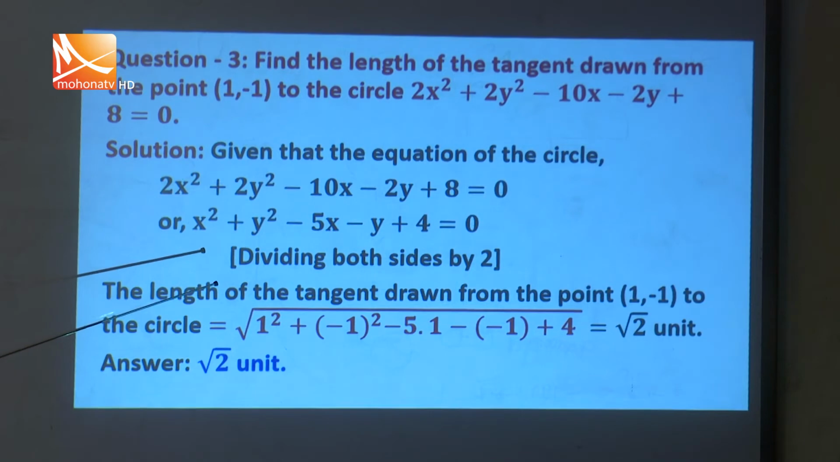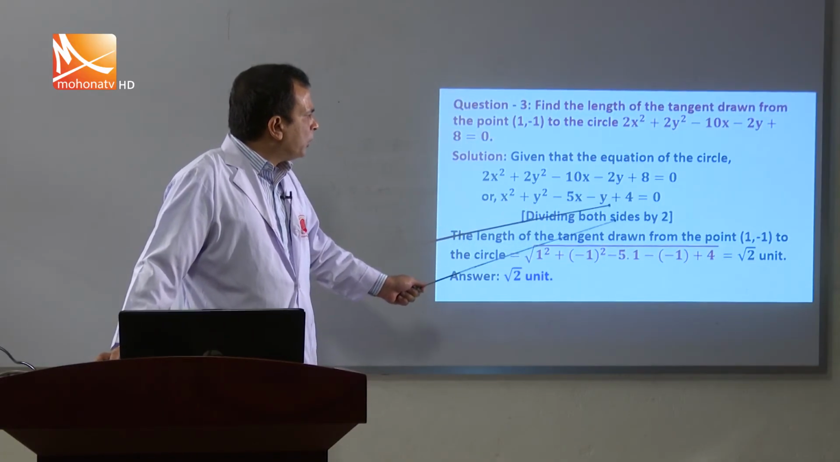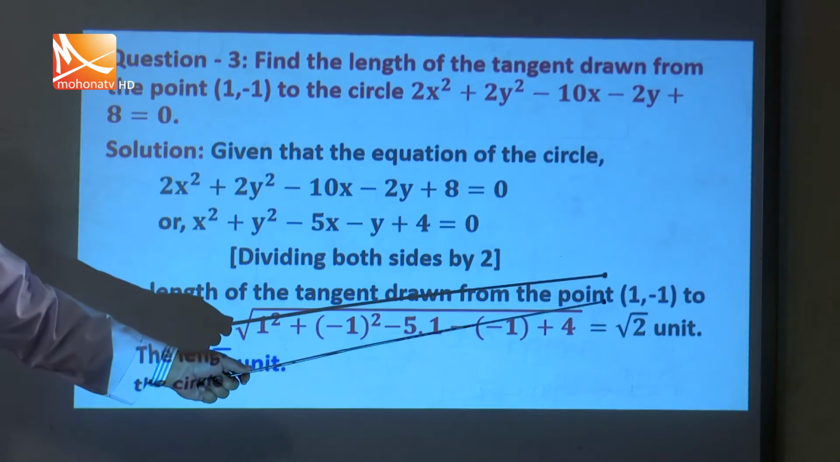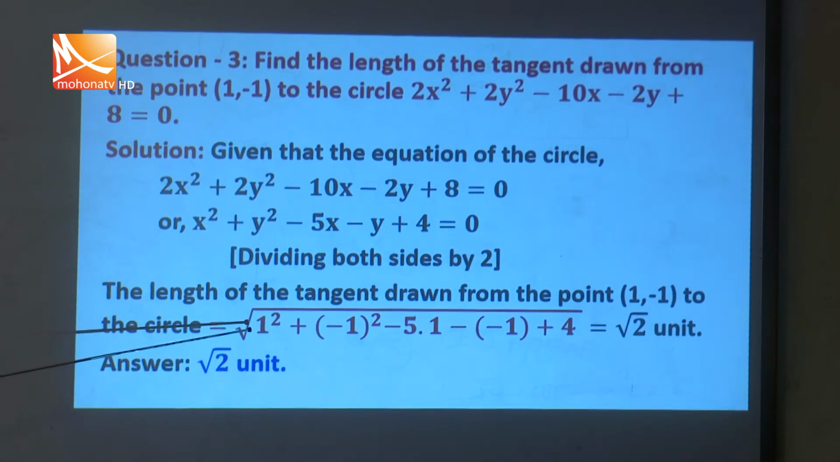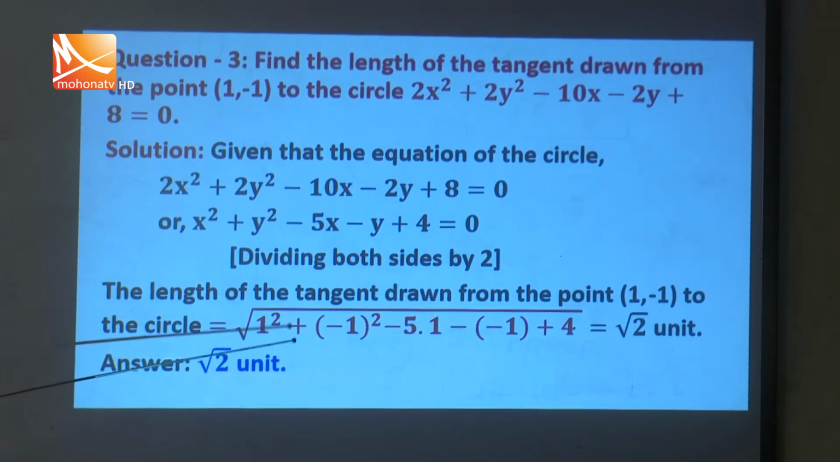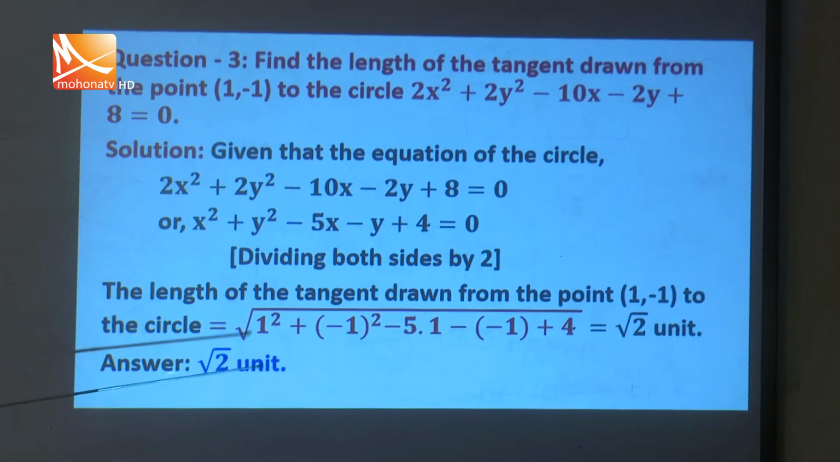So the length of the tangent drawn from the point (1, -1) to the circle will be the square root of x1² + y1² - 5x1 - y1 + 4. Here x1 is 1 and y1 is -1. So it will be the square root of 1² + (-1)² - 5 × 1 - (-1) + 4. If we make the calculation, its result will be square root 2. So the answer is root 2 units.